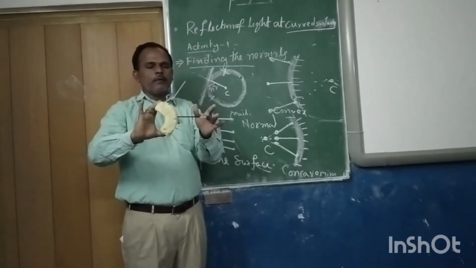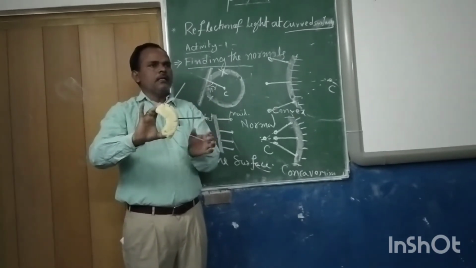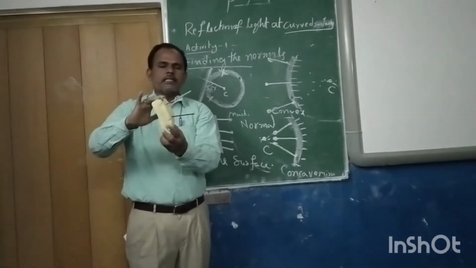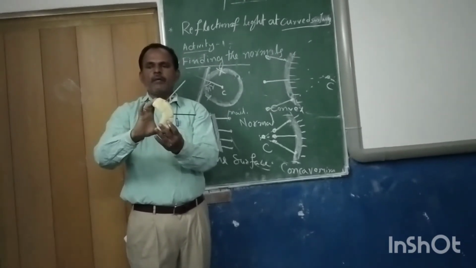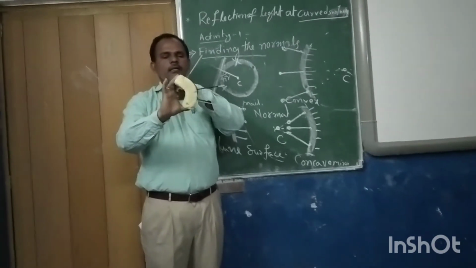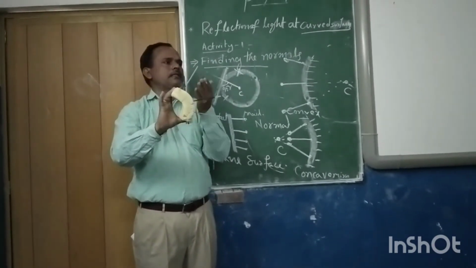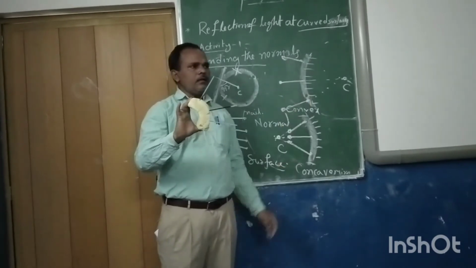So all points are normal axis only. Why? Because if you remove this, they are perpendicular to each other. If it bends towards the center, non-reflective, bends towards the center, then you will decide that it is a convex mirror.